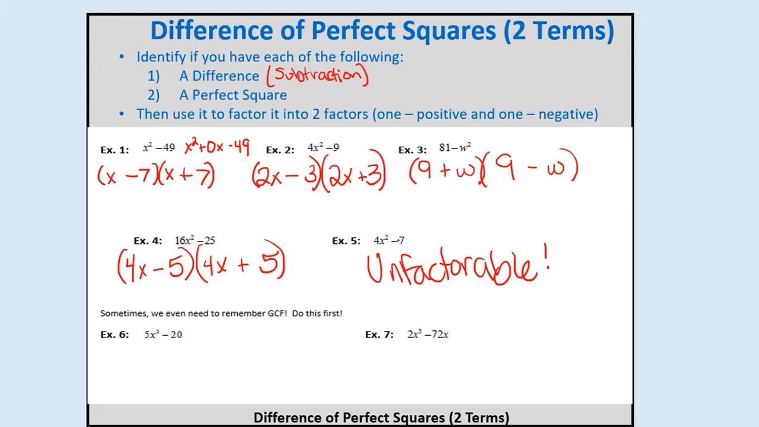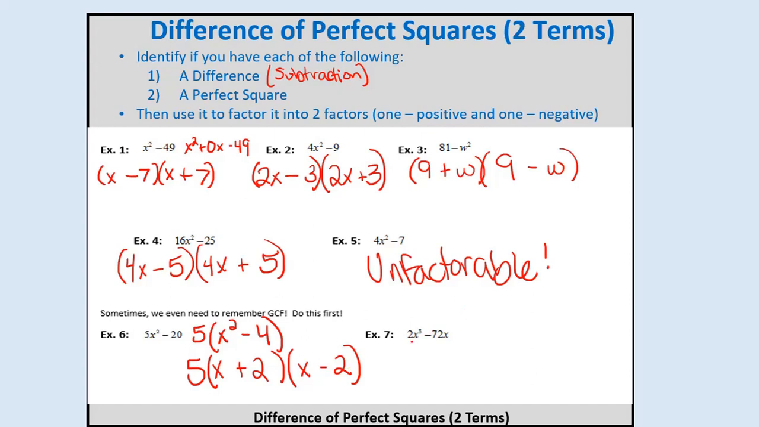Now, don't forget, we do need to use GCFs. So again, I'm going to look at these problems. Notice I have a 5 and a 20. I see a 5 can come out first. So I divide out both terms by 5. And I get x squared minus 4. That is 2 perfect squares with subtraction in the middle. So I can break that into its pattern of x plus 2 and x minus 2.